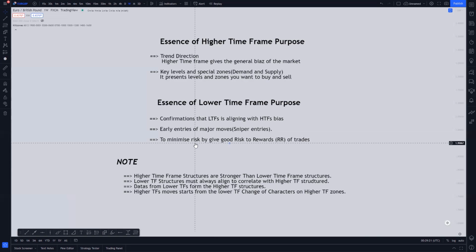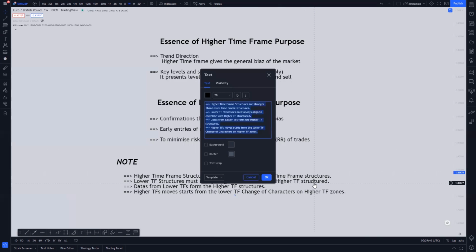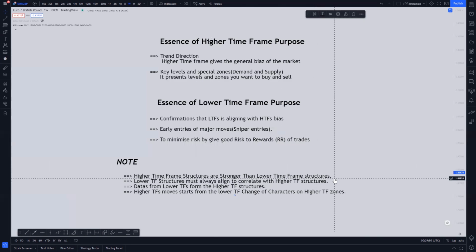Then important notes: higher time frame structures are stronger than lower time frame structures. So before you take any buy or sell at all, ensure you have done your top-down analysis. Number 2 keynote is that lower time frame structures must always align to correlate with higher time frame structures.